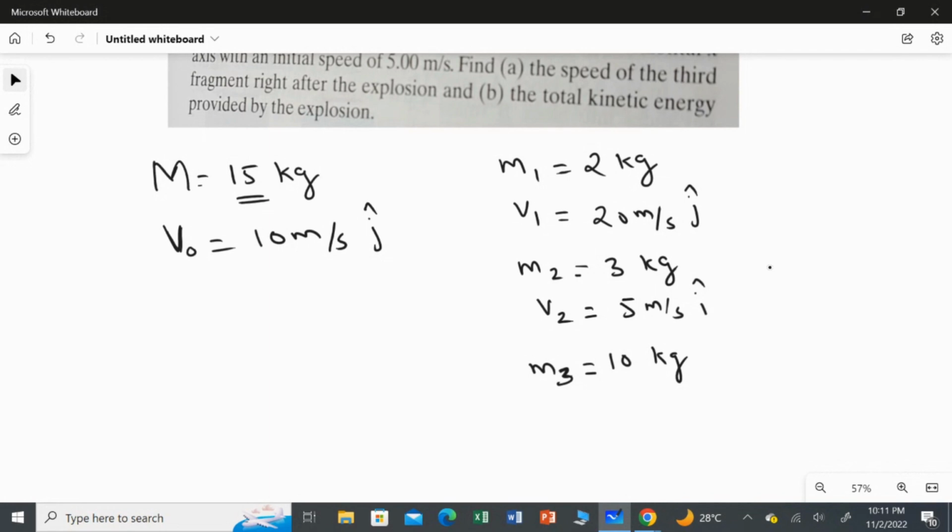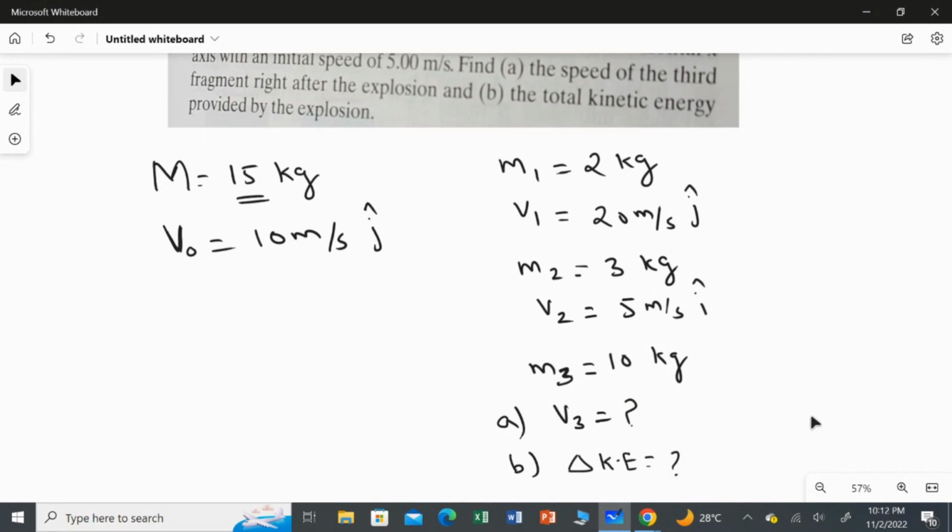Clear? Now by using this, we are going to find the speed of the third fragment, so we are going to find the value of V3. Clear? So that is our first part. And in the second part, we are going to find the change in total kinetic energy. Understand? Clear?